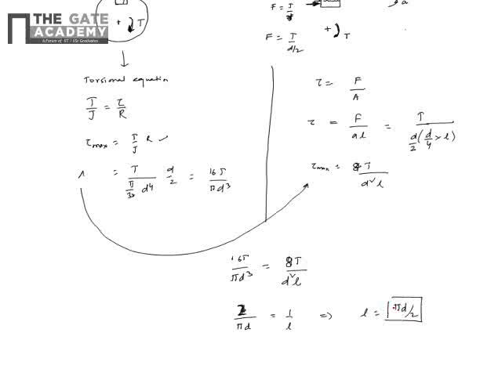So for the shear stress in the shaft and the key to be equal, the length of the key has to be pi d by 2. So the answer is A. Thank you.